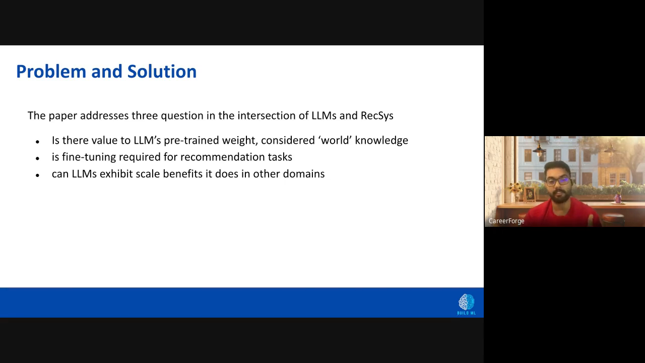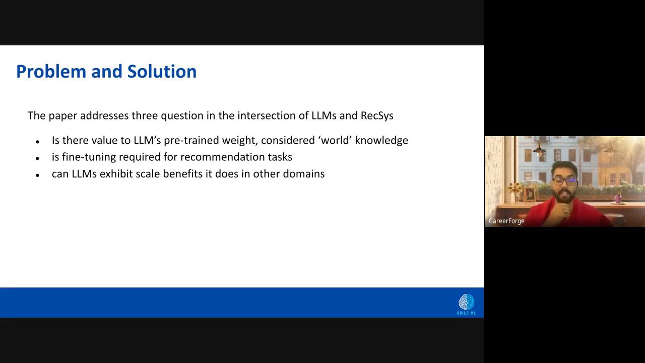The three main questions that they're trying to answer through this paper: first, is there value in the LLM's pre-trained weights? Essentially, what most researchers call world knowledge. The fact that LLMs have a huge number of parameters and are able to condense all the text that they have been trained on into a certain world knowledge. Does that world knowledge have any value in the context of recommender systems or not?